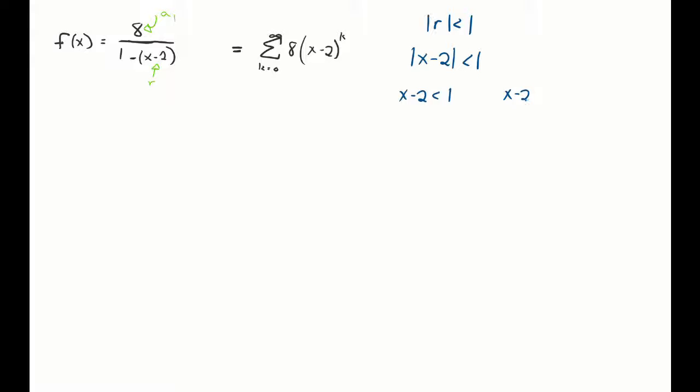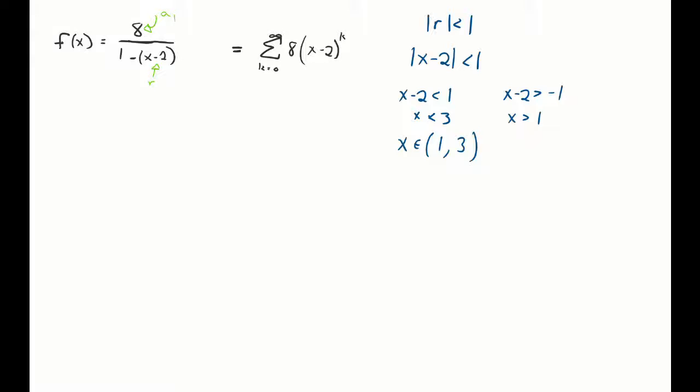You have these two. You've got to split it up and solve. So you have x is greater than 1, but x is less than 3. So we have this interval of convergence of 1 to 3. Only for x values between 1 and 3 does this series represent our function. So it is sort of limiting. Well, 2, it turns out, is the center of it.